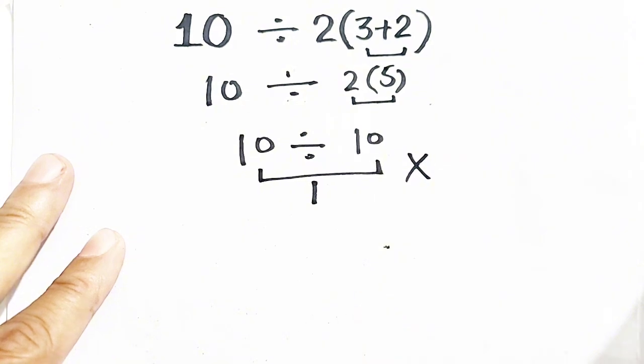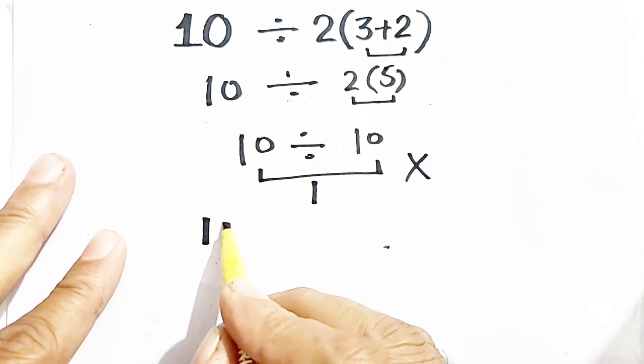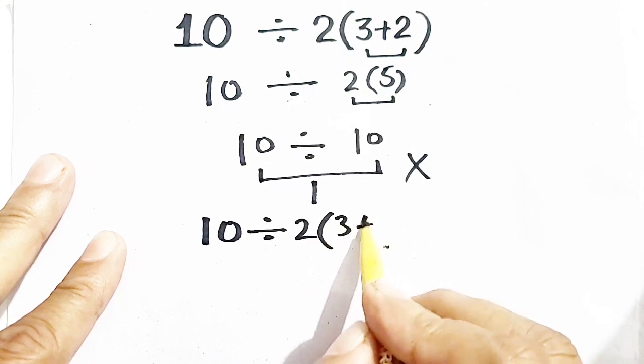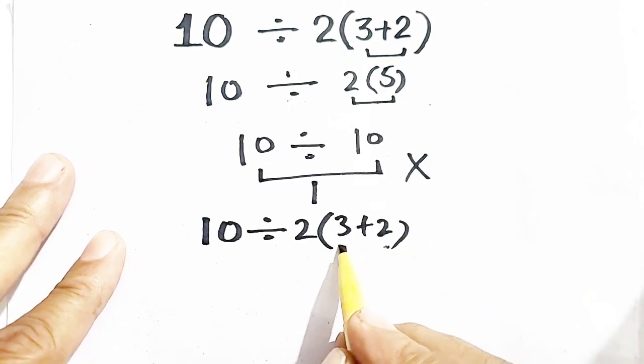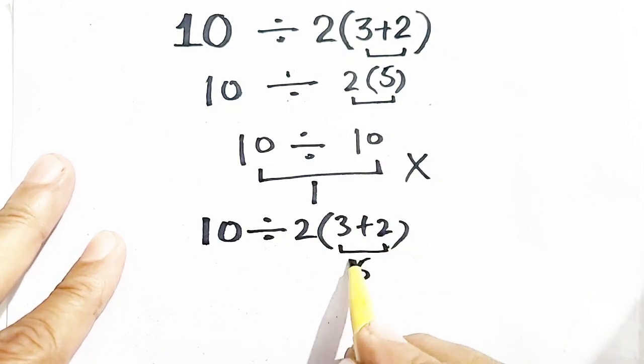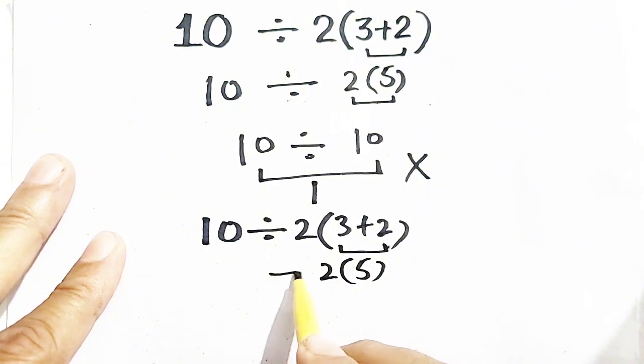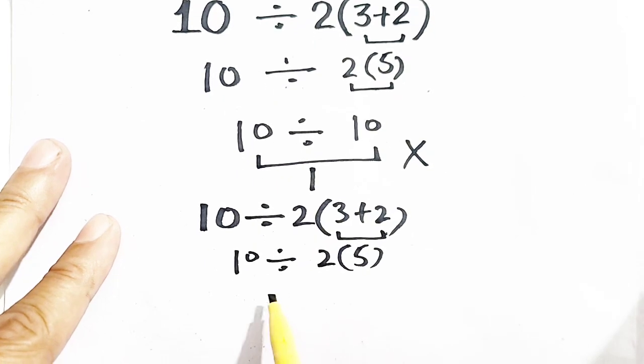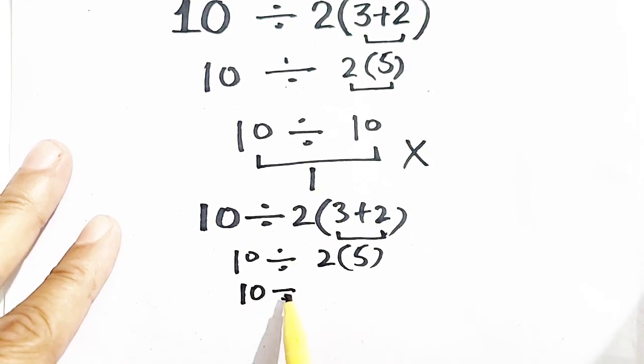So I have to write the question again. 10 divided by 2, 3 plus 2. So 3 plus 2 will be equal to 5, times 2 divided by, here is 10. So we can write it again as 10 divided by 2 times 5.